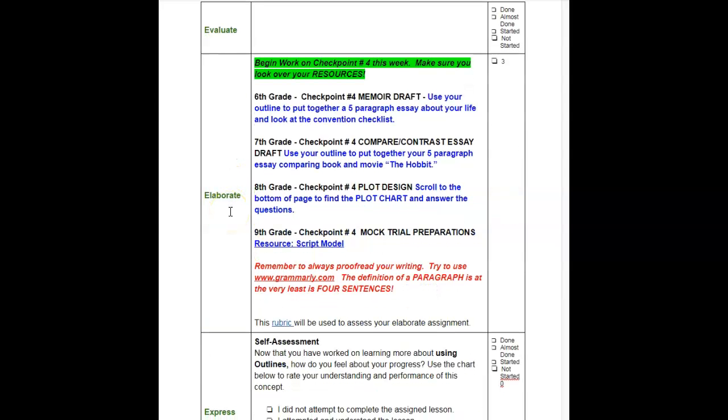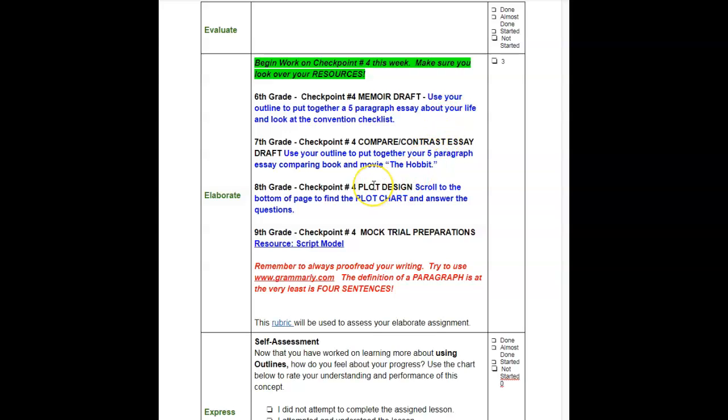Okay, now we are moving on to checkpoint number 4 in each grade level. If you are in 6th grade, you have been working on I Am Malala. You are writing your own memoir. Make sure you use that outline that we talked about last week to put together a 5-paragraph essay about your life. Make sure you double check and proofread and use conventions of English in your resources. There's a checklist to go through to ask yourself, did I use good punctuation, capitalization? Is my grammar okay? Make sure you're going through that checklist.